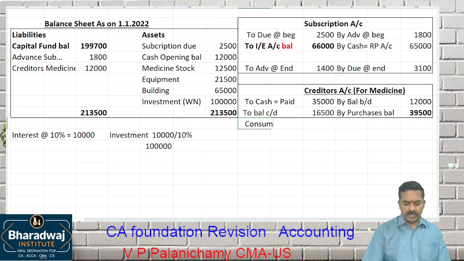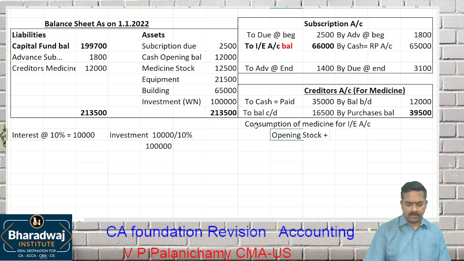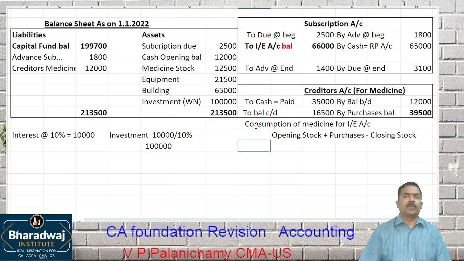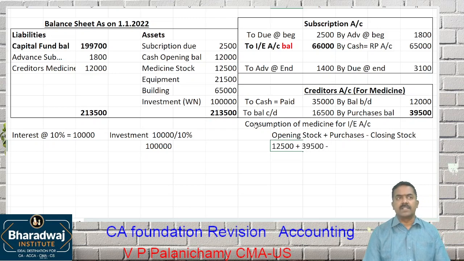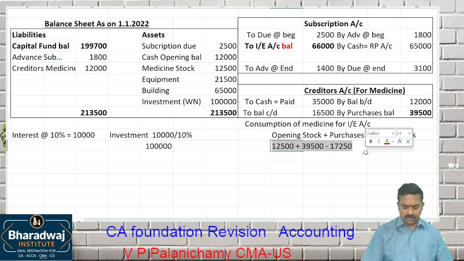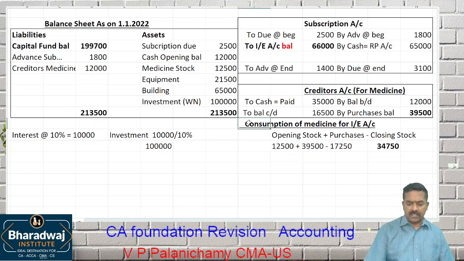Then consumption of medicine for the income and expenditure account, we'll take opening stock plus purchases minus closing stock. What is the opening stock of medicine? 12,500 plus purchases 39,500 minus closing stock of medicines 17,000. This will be taken as expense in the income and expenditure.